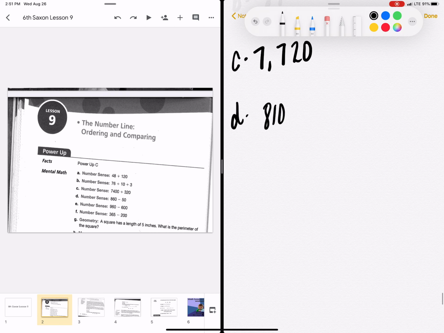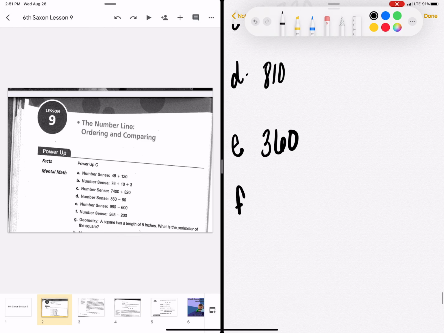E, 960 minus 600 gives us 360. F, 365 minus 200 gives us 165.